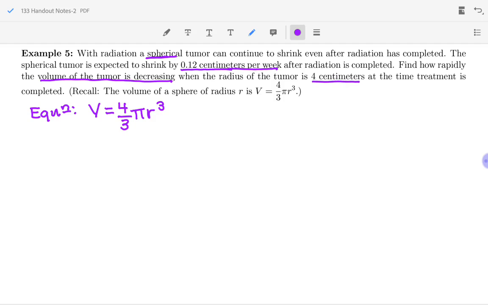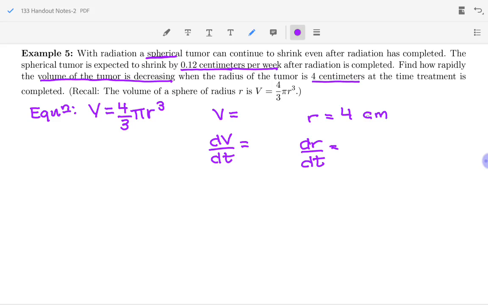So there's our equation. We're going to figure out, do we know the volume? Do we know the radius? And do we know how fast each one's changing with respect to time? We should know one of them and be solving for the other. So we know this tumor is shrinking by 0.12 centimeters per week. So it doesn't explicitly say whether that is dV/dt or dr/dt. So let's try to investigate further. The other thing we have is the radius of the tumor is 4 centimeters.